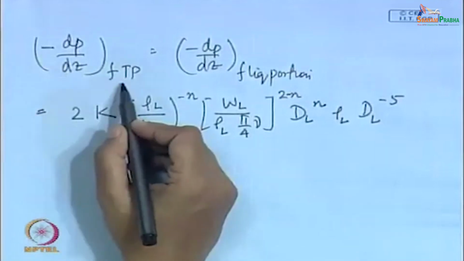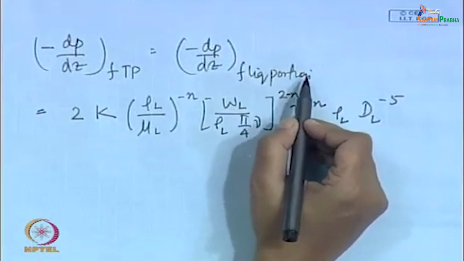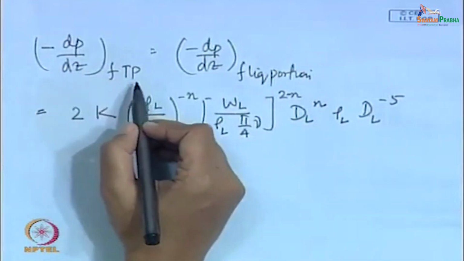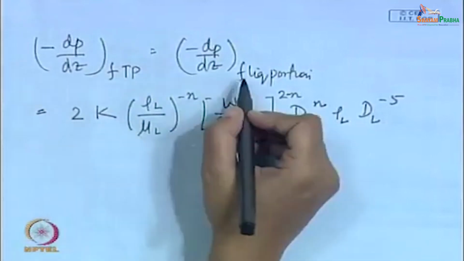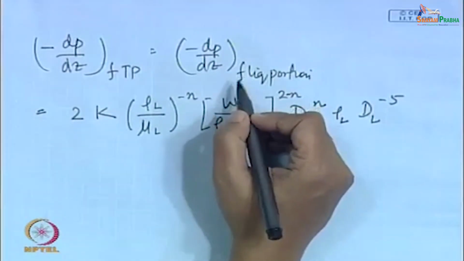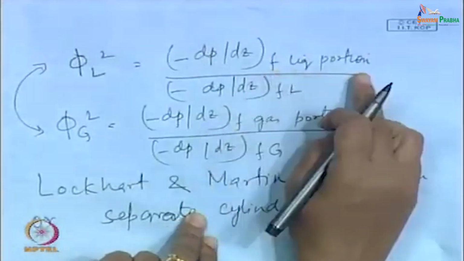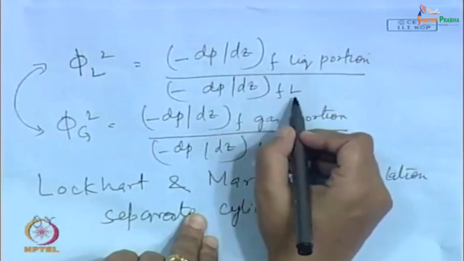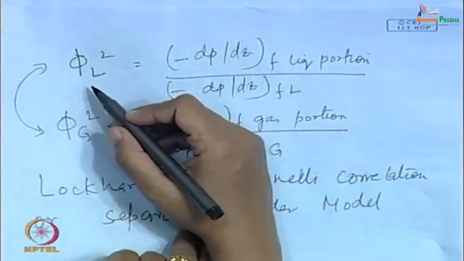So, this was the frictional pressure gradient expression in the liquid portion, which is nothing but the frictional pressure gradient in the two phase system. Now, suppose this liquid flows alone in the pipe. Once we can find out these two expressions, the liquid portion we have found out. Now, when this liquid flows alone in the pipe, if we can find that and divide the two, we can get phi L square.